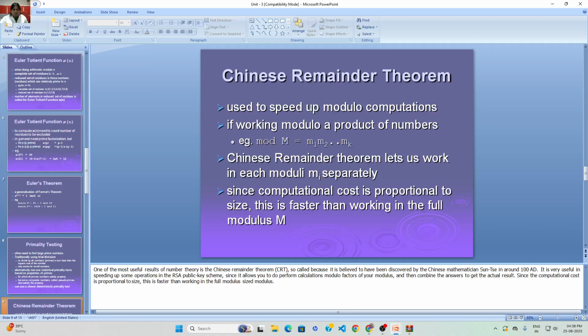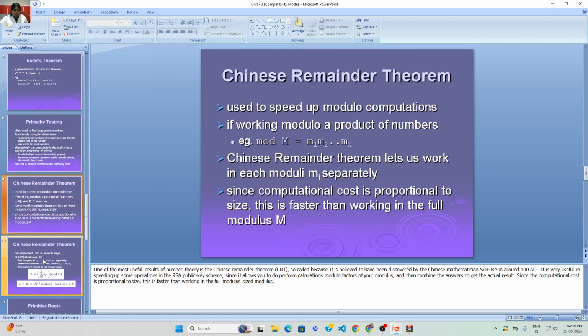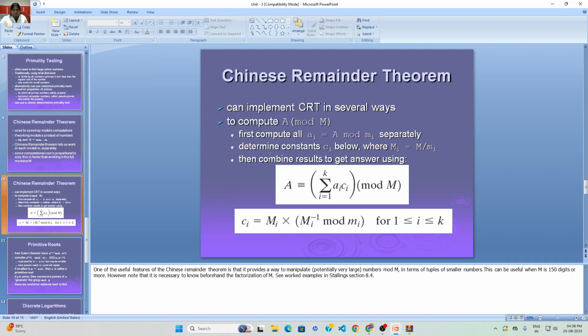It is used to speed up the modulo calculation. Mod m, where m equals m1 up to mk. The Chinese remainder theorem works for each modulus mi separately. Since computational cost is proportional to size, it is faster than working in the full modulus. The steps are: first, calculate the M value, which is equal to m1 into m2 up to mk. Second, calculate the Mi value, equal to capital M divided by small mi. Then the formula: a is congruent to the summation of i equal to 1 to k of ai Mi Mi inverse, mod M.